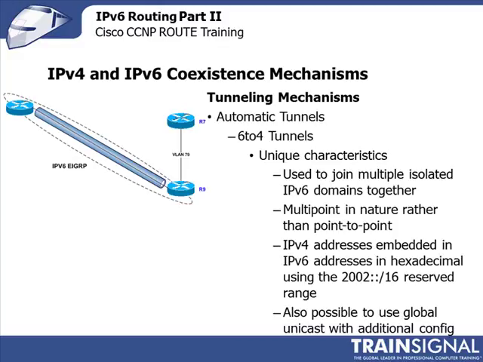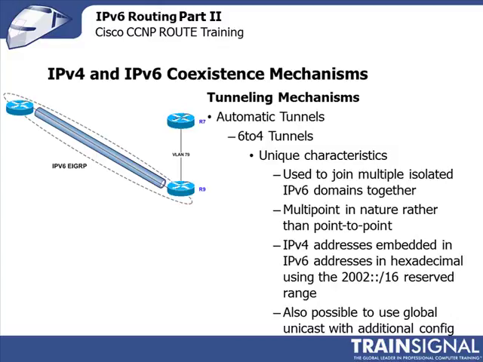Another type of tunnel are not manually configured tunnels, but automatic tunnels, ones that automatically do some type of configuration. These have very unique characteristics. For instance, 6-to-4 tunnels, which we'll talk about first. It's essentially used to join multiple isolated IP version 6 domains together. You can kind of think of it as the Hawaiian Islands. Each has its own IP version 6 infrastructure, but they don't have any way of communicating with one another, and that's where 6-to-4 tunnels come in.